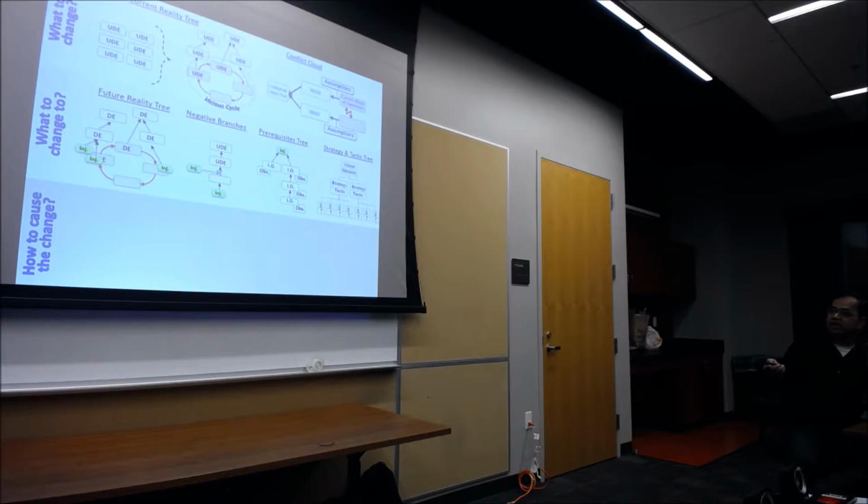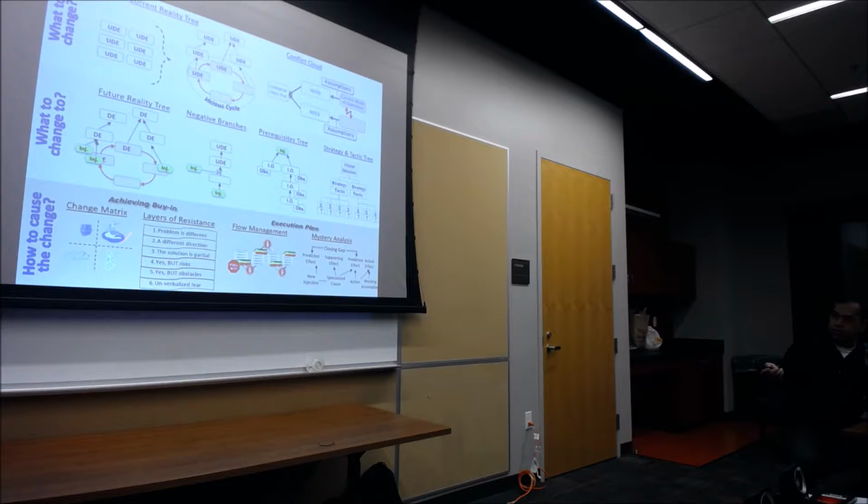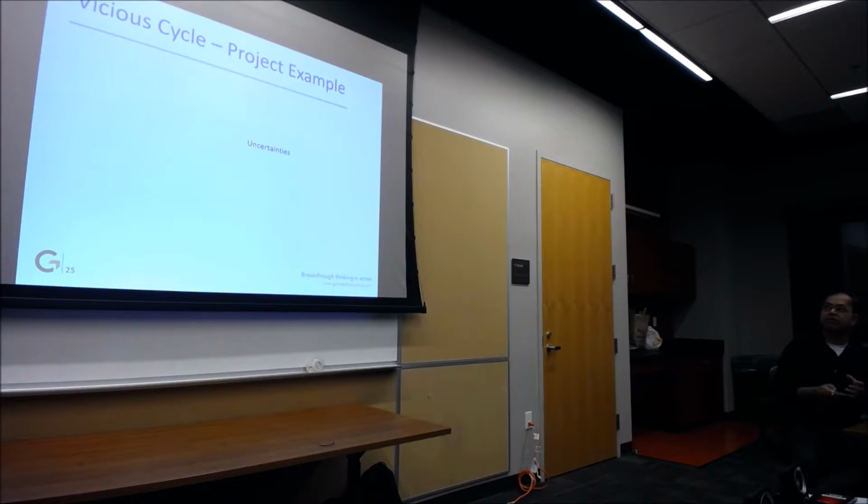Things like that. And then in order to get buy-in, how to cause the change, we are saying there is a change matrix, there is resistance, there is mystery analysis. There are a number of tools there. I will give you an example of a project. All of you must have worked on a project. So you guys have applied critical change to project. So I wanted to show you an example of vicious cycle.